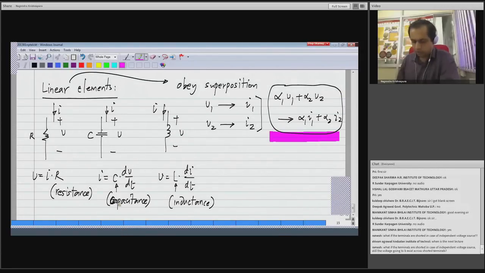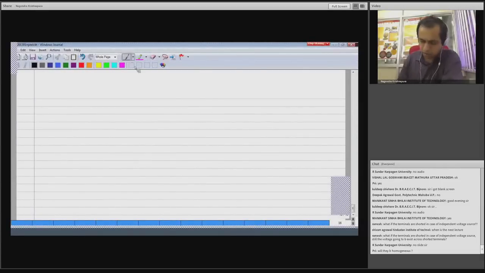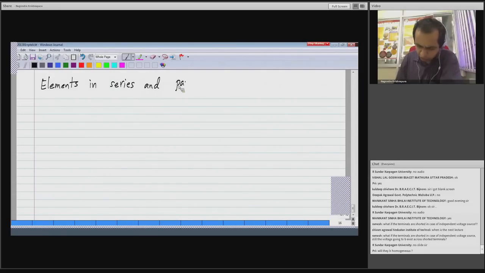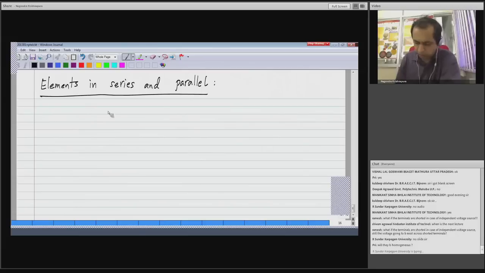Now, what we will do is to consider some simple interconnections of these elements and see what they result in. First, let's consider these elements in series and parallel. What does it mean? We are, of course, talking about two terminal elements.